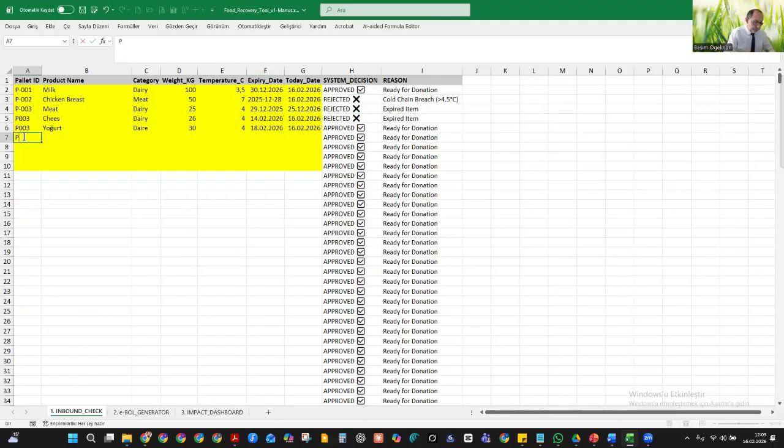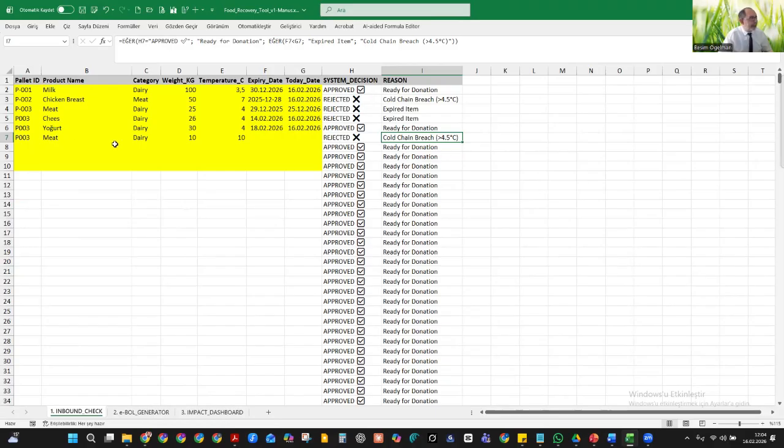Another example, we have meat, and 10 kilograms. Temperature is 10, for example. Oops, it's rejected because of a cold chain breach, as the limit is 4.5 degrees Celsius, so it's rejected.